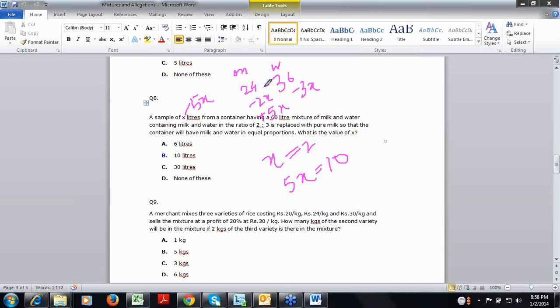Now these two should be equal because it is showing equal proportions of milk and water. So 24 minus 2x plus 5x is 24 plus 3x, and 36 minus 3x here. So 36 minus 3x should be equal to 24 plus 3x. So 12 should be equal to 6x, or x should be equal to 2. And what we have said, sample is 5x. So 5x is 10. We have our option B. We go ahead and mark option B.